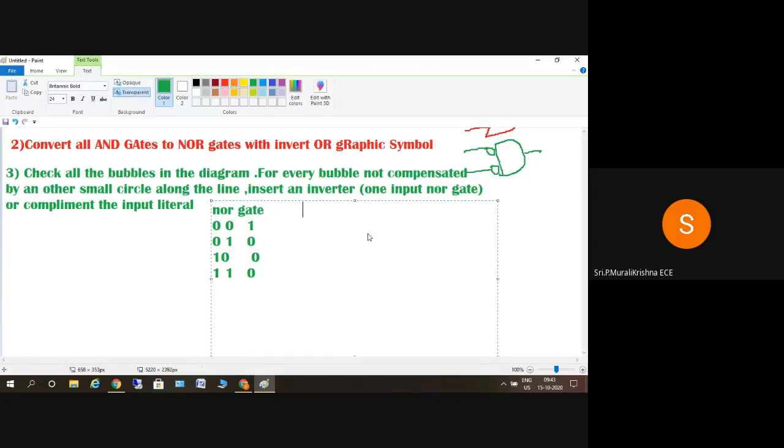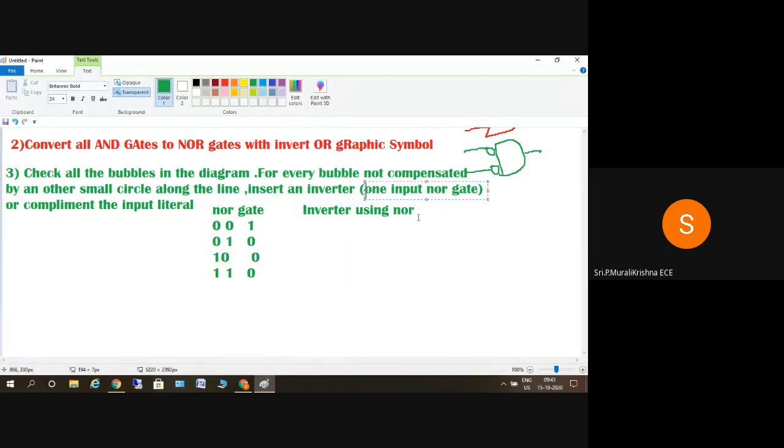And if I want to implement an inverter using NOR, we can check the truth table. When the inputs are 0, 0, the output is 1. When the inputs are 1, 1, the output is 0. So when both are similar inputs, like a single input is 0, you get a 1 output. If the input is 1, I get a 0 output. So it can function as an inverter for a 1 input NOR gate.